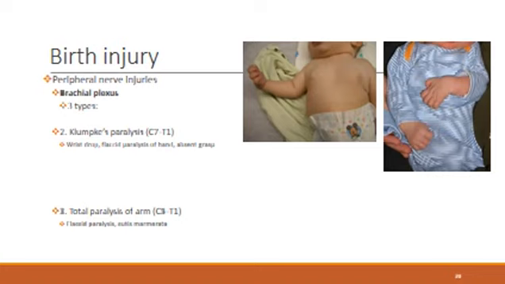There might also be injury to the lower branches of the brachial plexus where C7 to T1 are affected. This will lead to wrist drop with flaccid paralysis of the hand and therefore also an absent grasp reflex, as you can see in the photo. More rare would be a total paralysis of the arm affecting C5 to T1 with flaccid paralysis and even cutis marmorata of that limb.